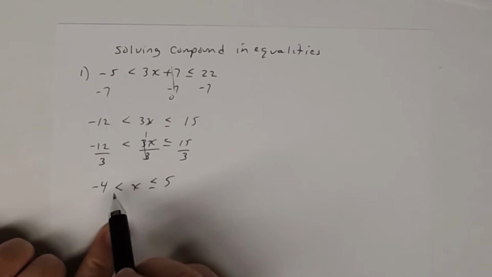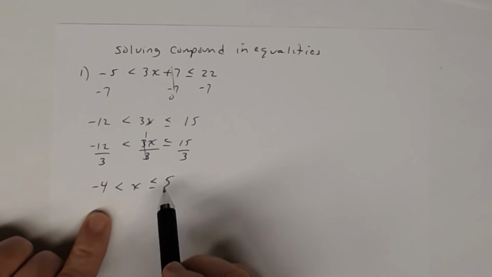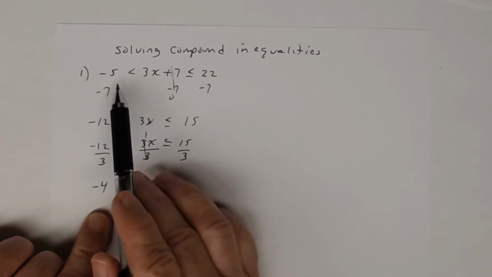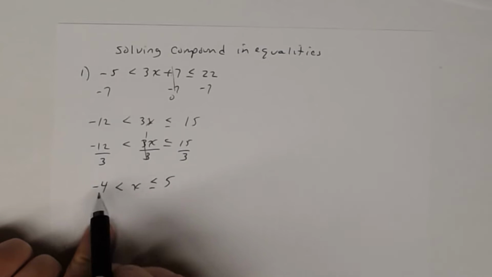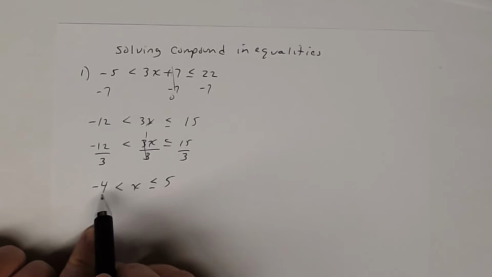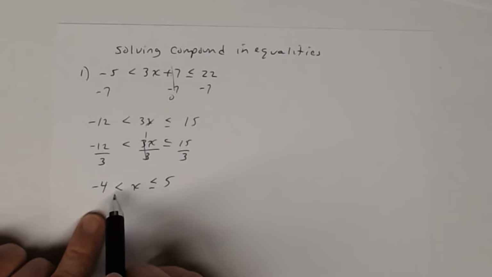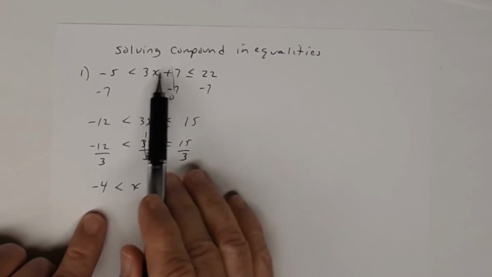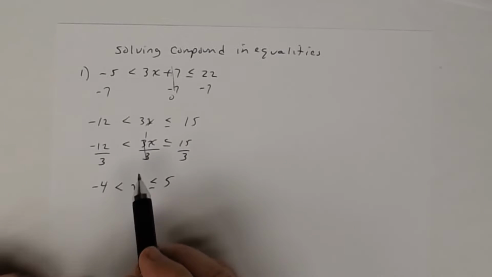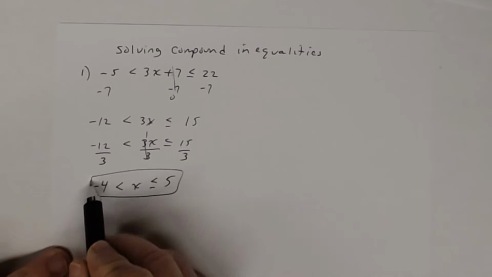Any real number between negative 4 and 5, including 5, is going to be a solution to this compound inequality. No other number is. If a number does not lie in here, it is not a solution. Also keep in mind, there's no equal sign here, so negative 4 is not a solution. But any real number between negative 4 and 5, including 5 because of the equal sign, is a solution. So these are your solutions right here. You found your solution.